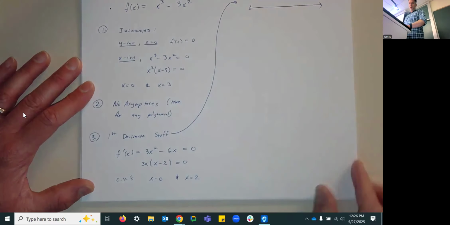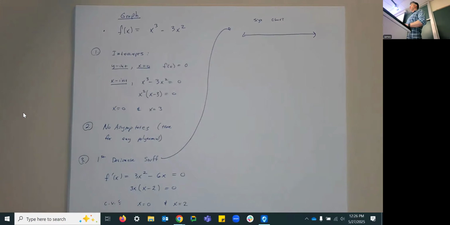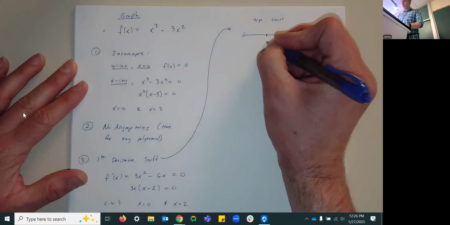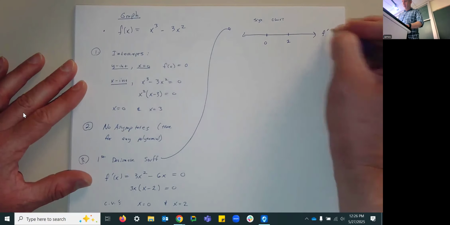And on that sign chart, the only things you want there are your critical values. So if 0 isn't a critical value, which it is here, but if it isn't a critical value, you shouldn't include it. We know where it is, but we don't need to write it down. So all we're writing here are the critical values 0 and 2. And we have f prime over here.